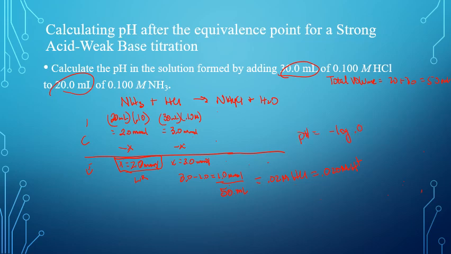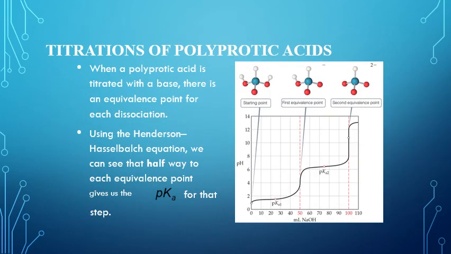So I can take the negative log to solve for pH. I can take the negative log of 0.02, and that will give us a pH of 1.70. Simple as that. So you can notice in this case, because the strong component is the excess, it makes it super easy. We just have to determine the concentration of that H plus or OH minus from the strong component, and then plug it in and solve. And that's it.